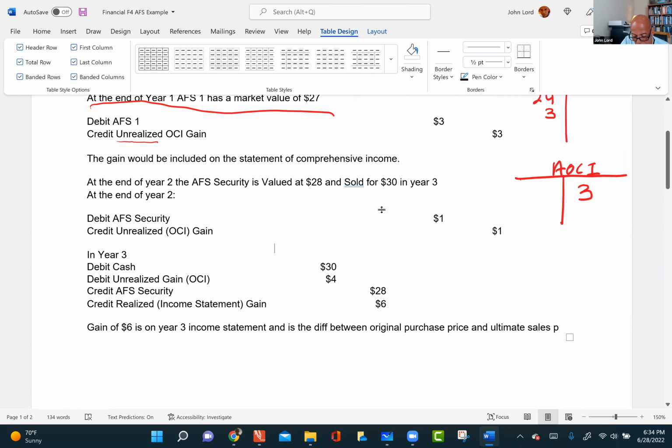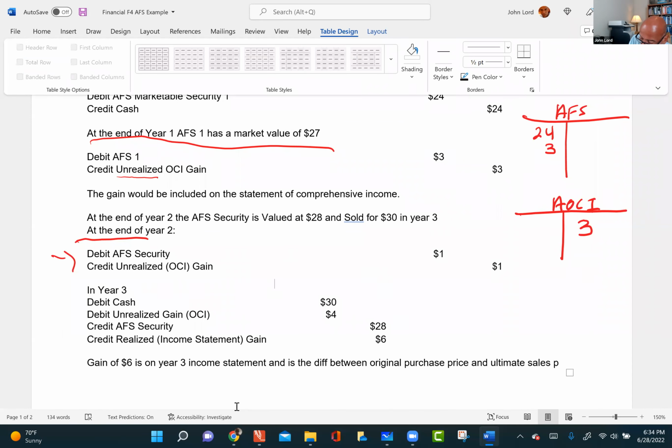Okay, then I come down and at the end of year 2, the AFS security is valued at 28 and is sold for 30 in year 3. So at the end of year 2, I would have debited the available for sale security for another $1. And I would have credited the unrealized gain, which I then would have closed to my accumulated other comprehensive income for $1.